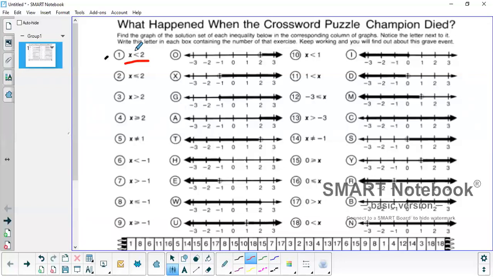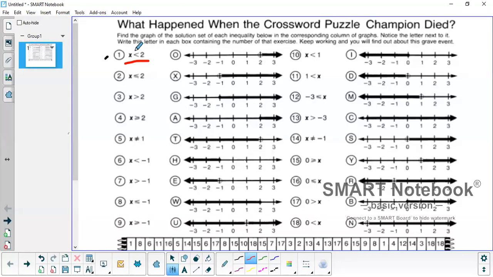Did you find it? Open point at 2 and then it's going to the left. Did you find it? Oh yeah, it's T. Okay. Next time, don't tell me the answer, okay? But that's right. So for number 1, it should be T.